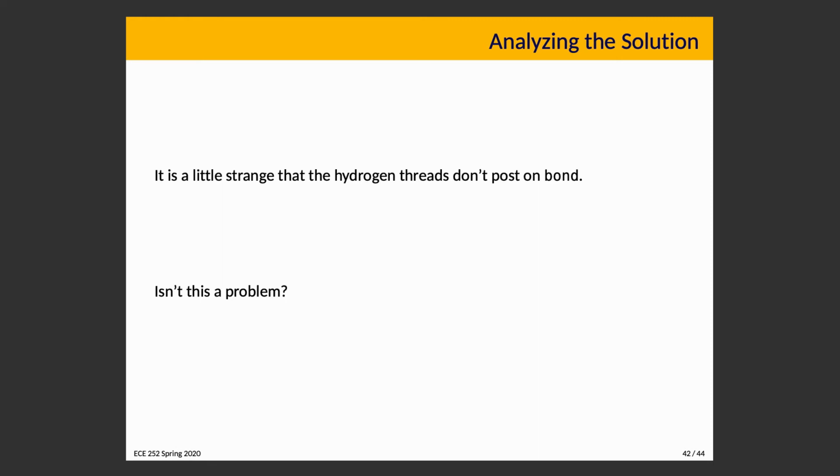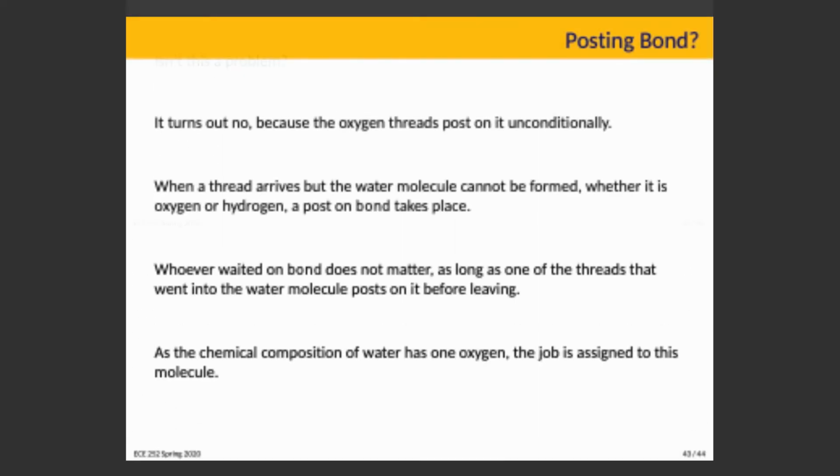Why? Because basically the hydrogen threads have given away this unpleasant task to the oxygen thread. So oxygen threads post on it unconditionally, and when a thread arrives, post will be performed if the bonding cannot occur. And when a bond can occur, all that matters is one of the threads does the post on bond. Doesn't matter which one. So at this point, the chemical composition of water says there's one oxygen and there's two hydrogen, and it's therefore simple to make it oxygen's job because it only has to happen once.